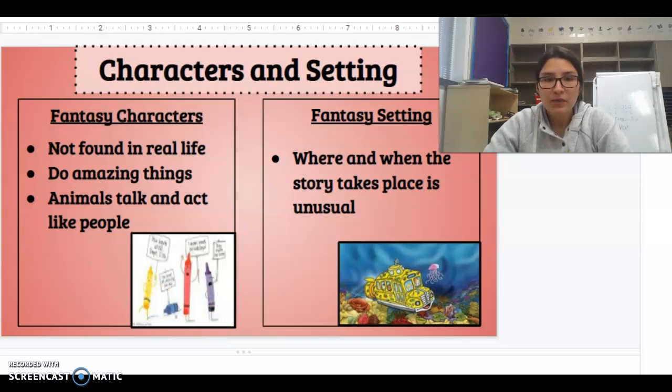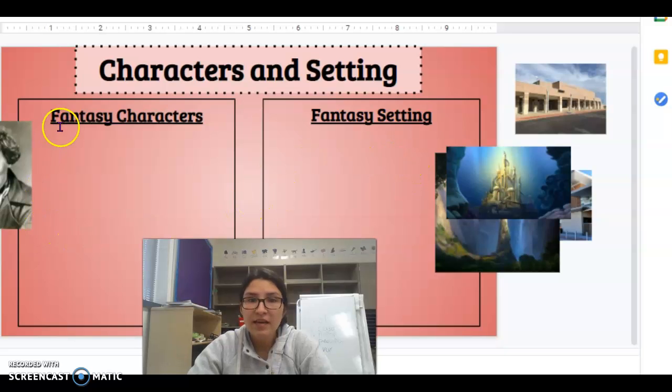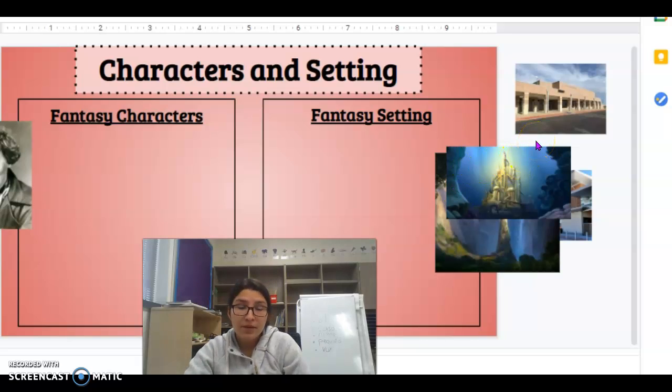All right. So what I have for our little activity together is characters and setting, but we're going to organize these pictures in the right square. So we have fantasy characters and fantasy setting. And then I have a couple of pictures that don't belong in either one. They're not fantasy.